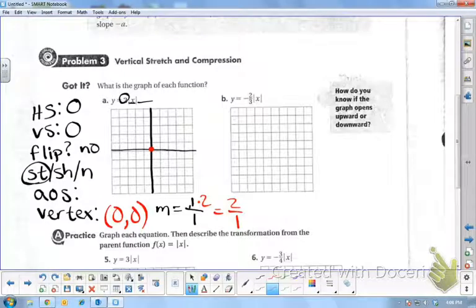So from this point, we count now up 2 over 1, up 2 to the left 1, and our V is going to be stretched closer to the y-axis. That's why it's called a stretch. So now we have our picture. We can draw our axis of symmetry in and write the equation for the axis of symmetry. Always x equals, when we hit the x-axis, we're at 0. So we have the axis of symmetry of x equals 0.